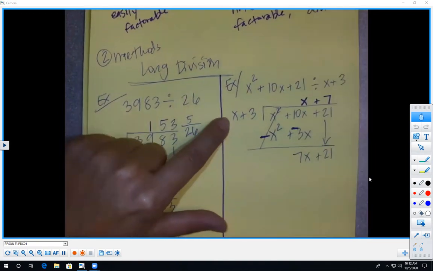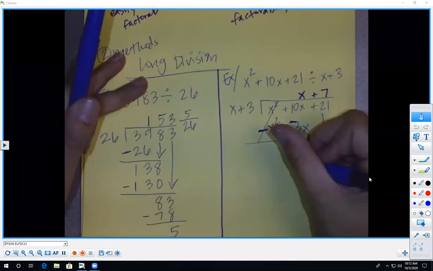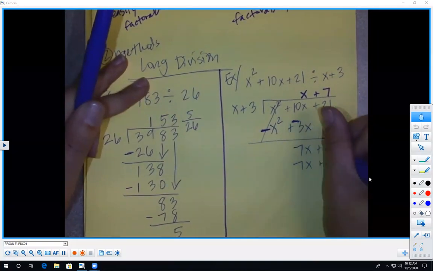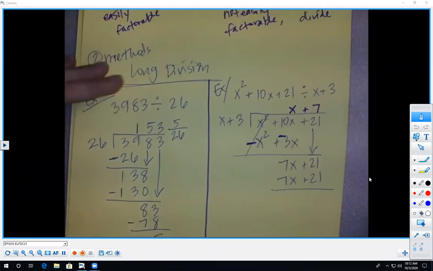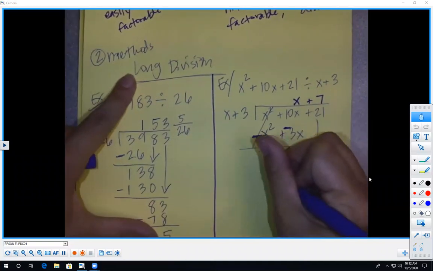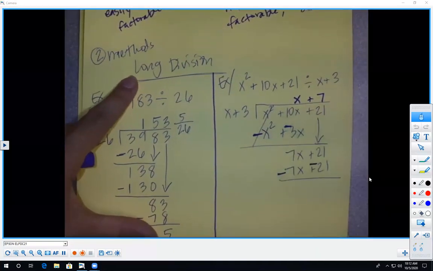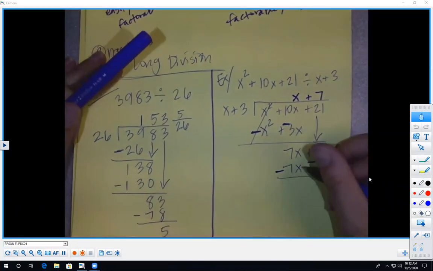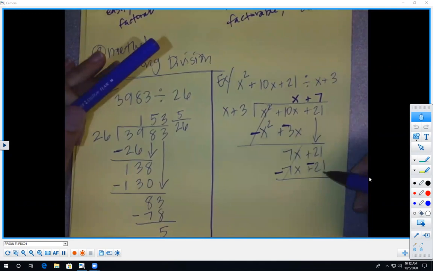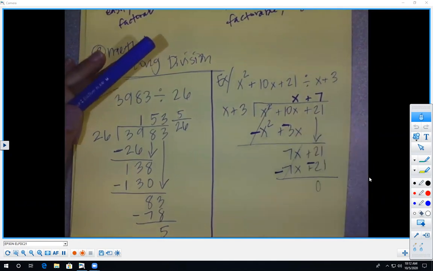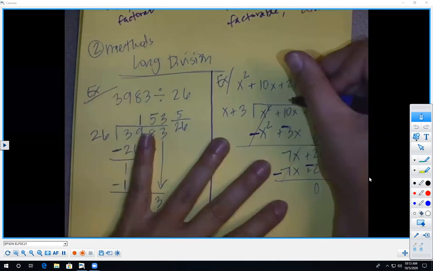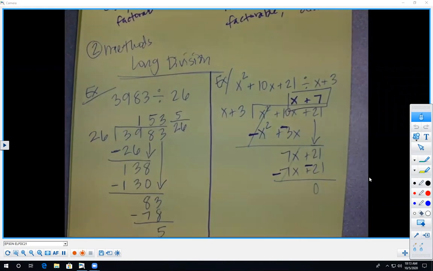What's 7 times x? 7x. What's 7 times 3? 21. I need to subtract it, so you need to change both of your signs. 7x minus 7x is 0. 21 minus 21 is 0. So there's no remainder here. So my answer is x plus 7.